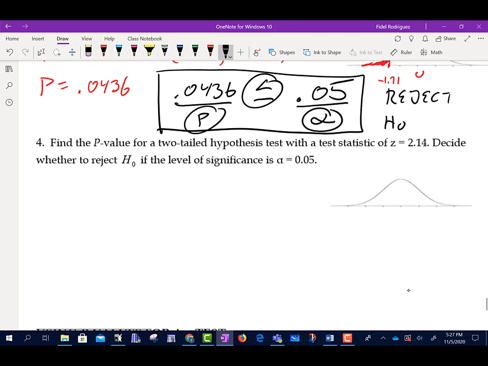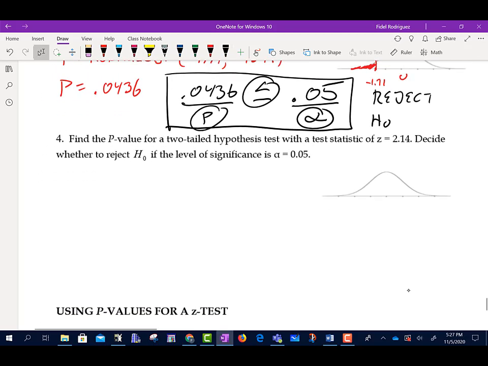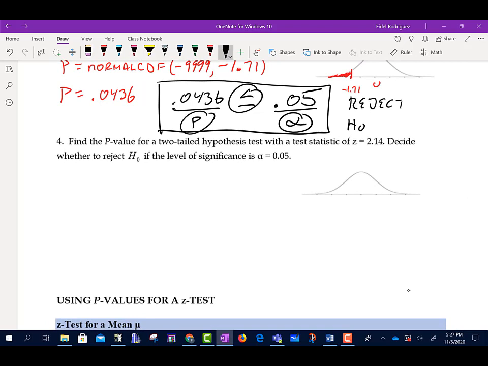All right, number 4 says, find the p-value for a two-tailed hypothesis test with a z statistic of 2.14. Decide whether to reject the null if the level of significance alpha is 0.05. Okay, so first thing here, 2.14. If this is 0, 2.14 is going to be right about there. And this is a two-tailed test, y'all. So there's going to be another one right here. Okay, and these are the areas that we're looking for.